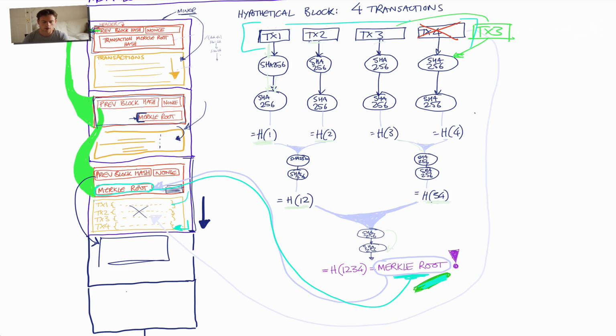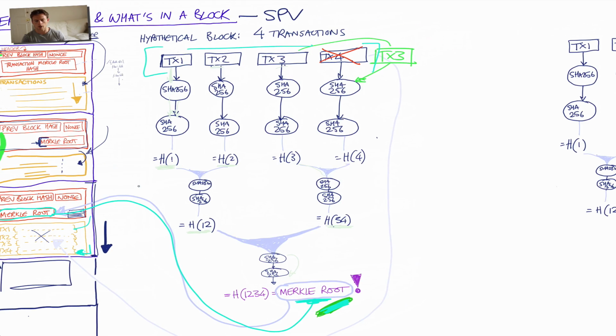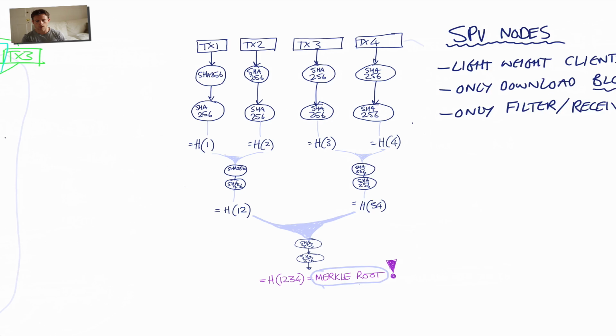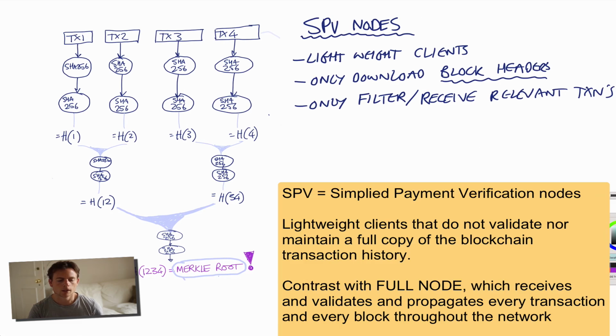So the question is, why do we do that? What's the point in this? And really, the main reason why it's done is to do with these SPV nodes, which I mentioned earlier. We're going to talk about it now. Sometimes certain Bitcoin clients or Bitcoin wallets, devices that want to participate in Bitcoin transactions, don't have the space or the processing power to download and process and validate the entire blockchain.